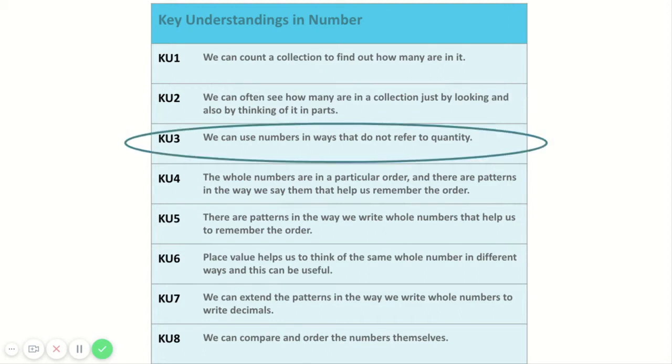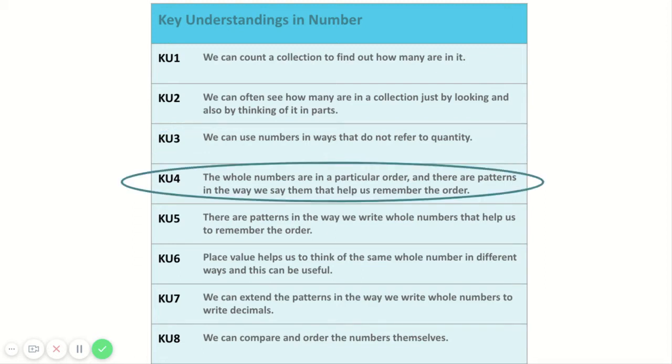Key understanding 3. We can use numbers in ways that do not refer to quantity. Key understanding 3 focuses on ordinal numbers. These tasks do not address Sarah's understanding of ordinal numbers. This key understanding would not be an appropriate place to focus instruction.